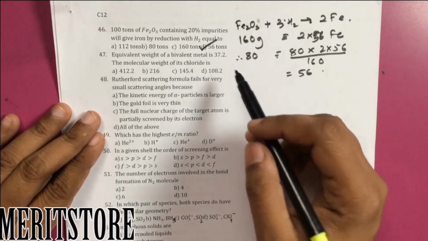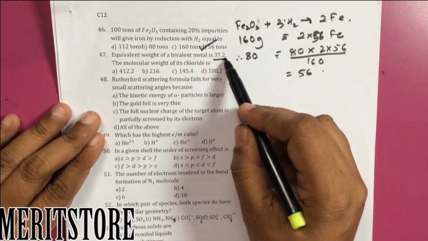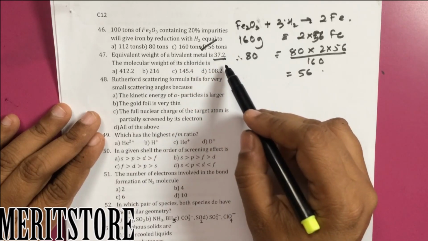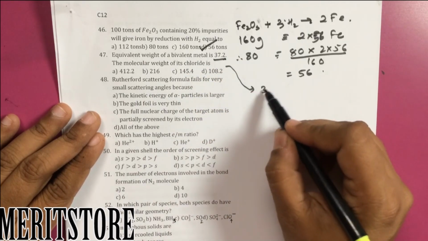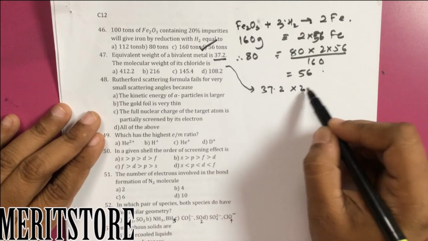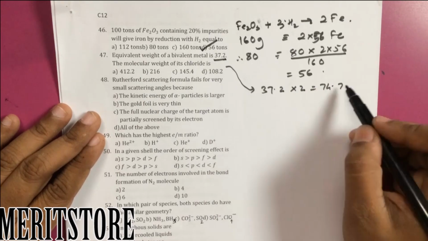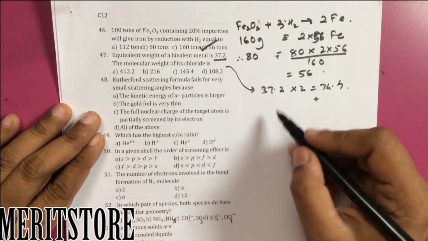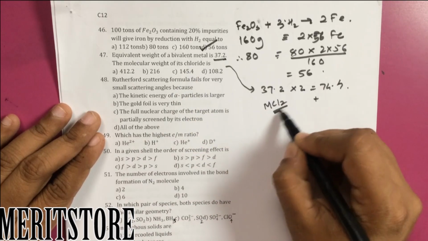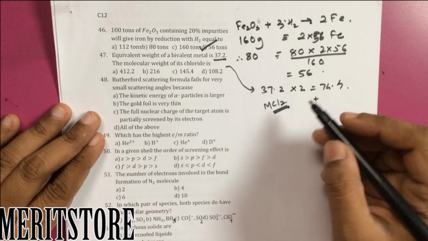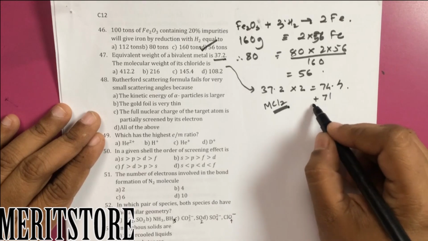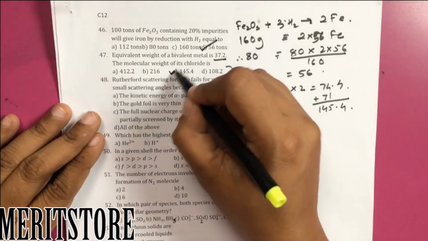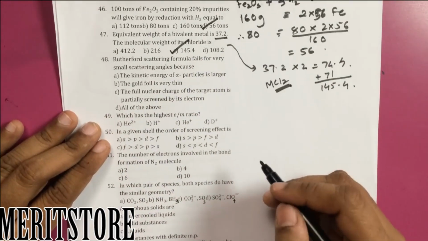Question number 47. Equivalent weight of a bivalent metal is 37.2. Molecular weight of its chloride? First of all, if it is a bivalent metal, its molecular weight will be 37.2 multiplied by 2, that is 74.4. Since we have to find its chloride, the chloride will be MCl2. There will be 2 chlorine, so that will be 71 to be added in this. So it will be 145.4. Option C.